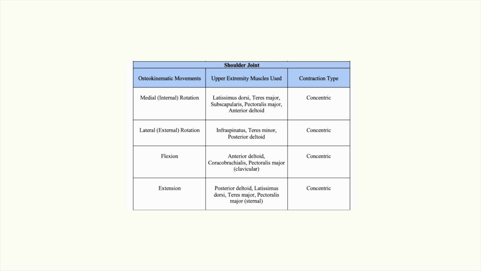Lastly, I talked about extension, and alongside this were the upper extremity muscles of the posterior deltoid, the latissimus dorsi, teres major, pectoralis major, but instead this was the sternal section. And lastly, I talked about the contraction type, which was concentric.